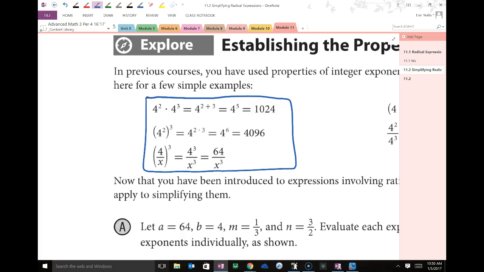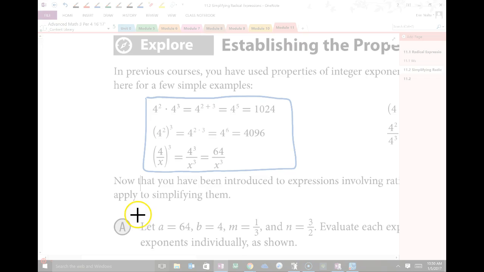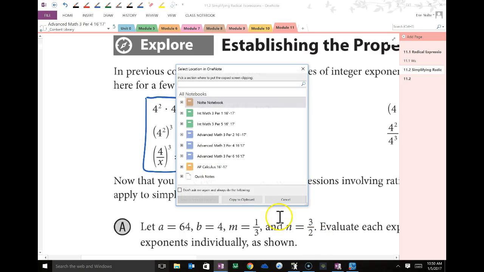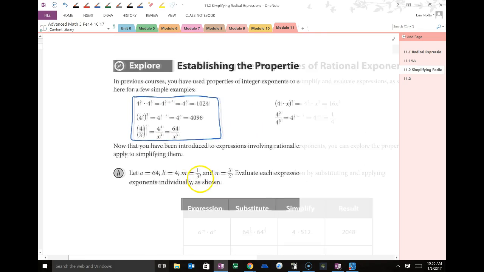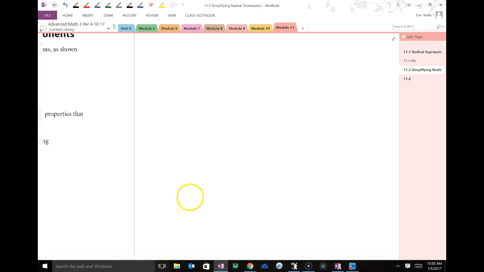So you might write down at least the top two because that is often forgotten. People forget when you're supposed to multiply and when you're supposed to add. So you might give yourself a little example so you don't forget. So I'm going to slide this over. I'll go back here in a second.